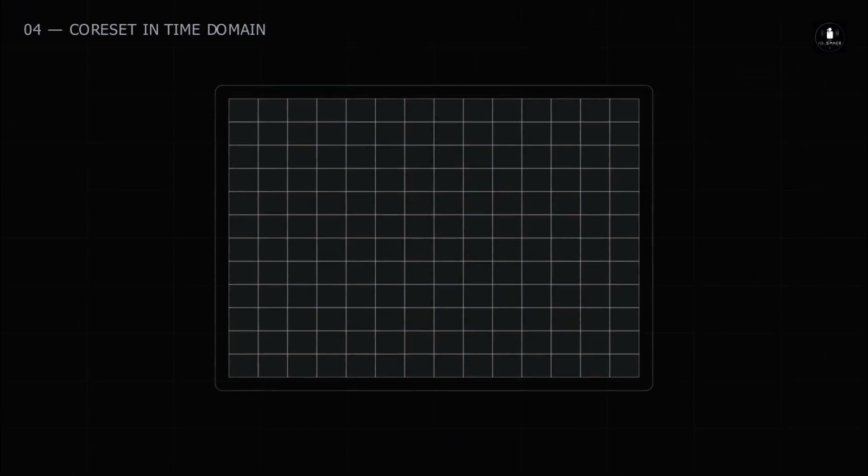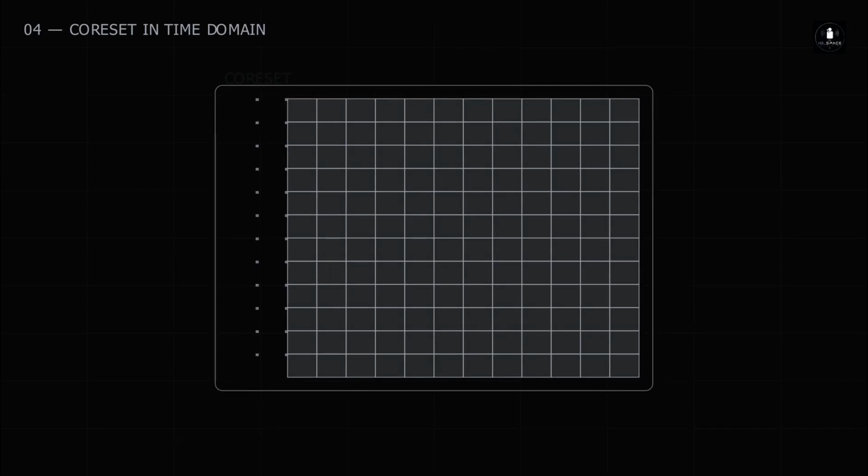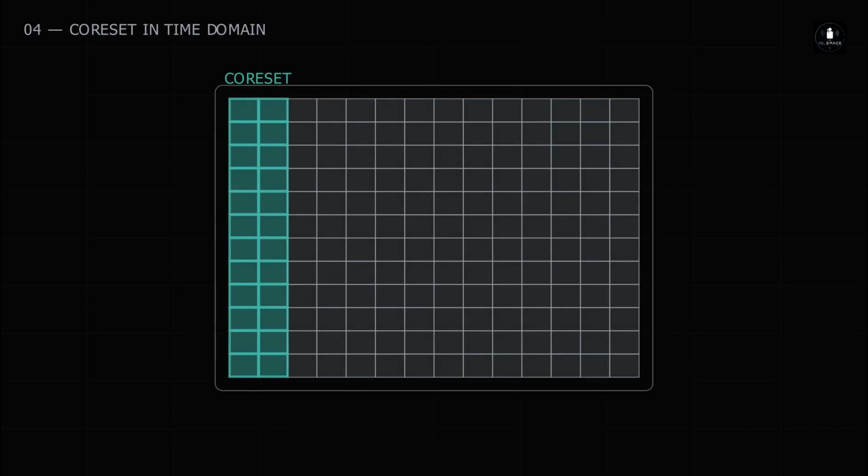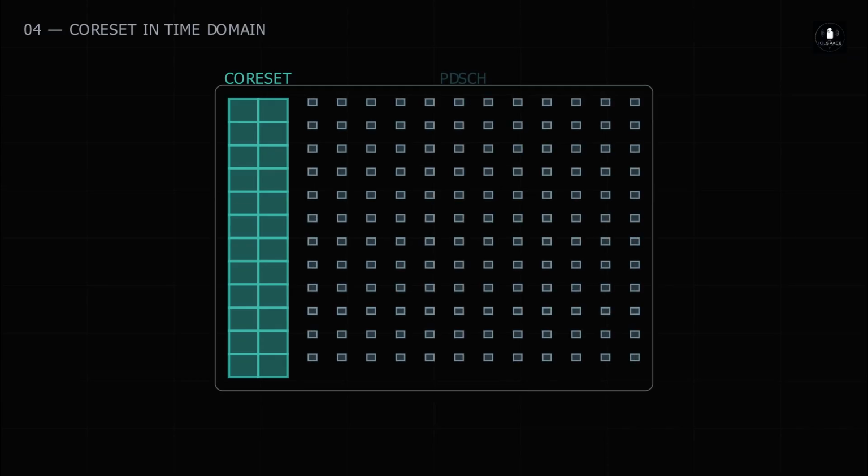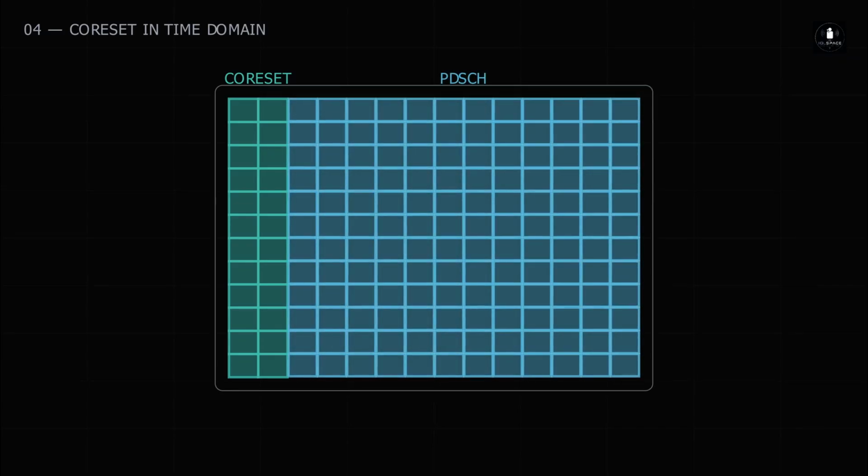Let's first understand the time dimension of a slot. The control resource set occupies only the first few OFDM symbols at the beginning of the slot. Once the control information is transmitted, the remaining symbols become available for data transmission.